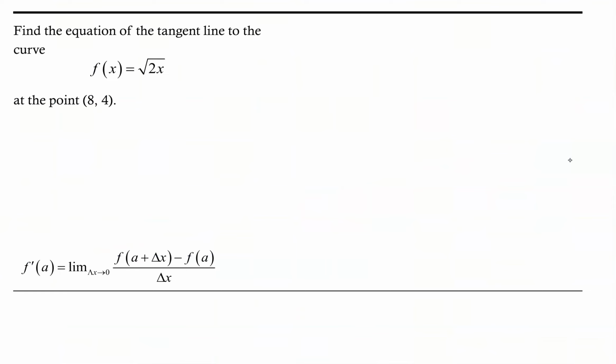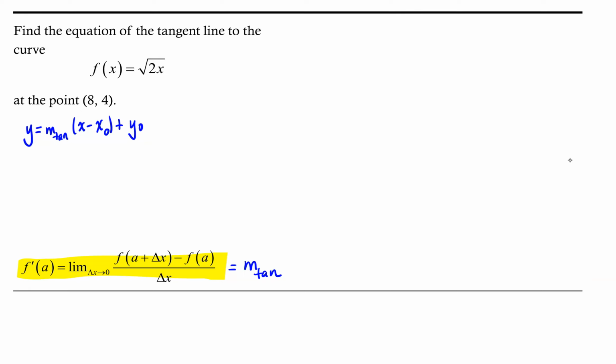As I mentioned, this derivative can be thought of as the slope of the tangent line of f of x at a. So using the equation of a line, we'll use y equals our slope of our tangent line at the specified point, times x minus our known x value, plus our known y value. So there's the equation of the tangent line.